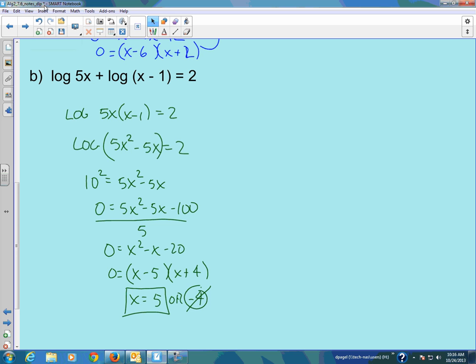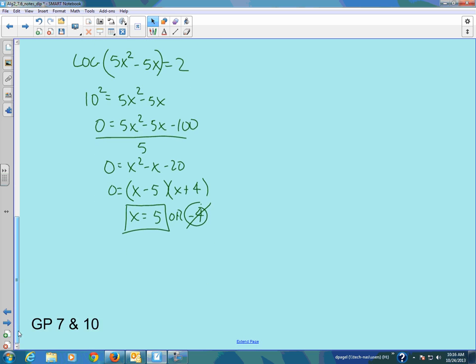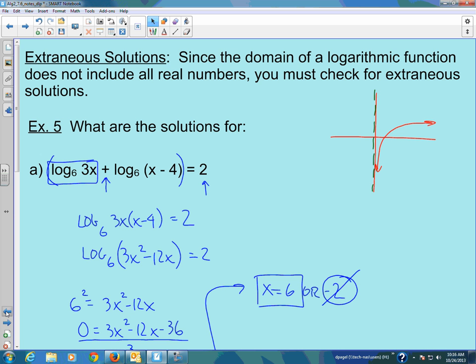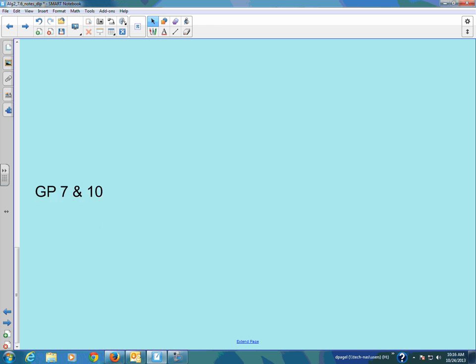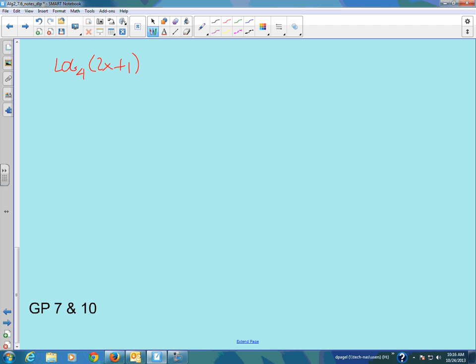All right, we're going to try another one here that complicates things just a little bit. Let's add some space. Let's try this. What if we had a problem that was log base 4 of the quantity 2x plus 1, and we were subtracting a log base 4 of x minus 2.